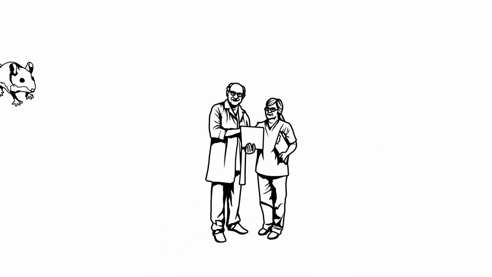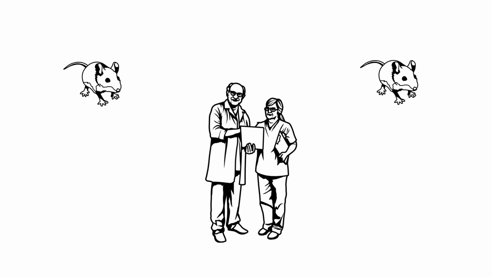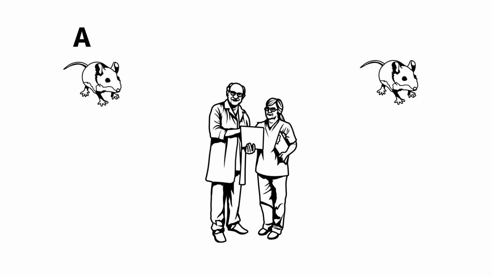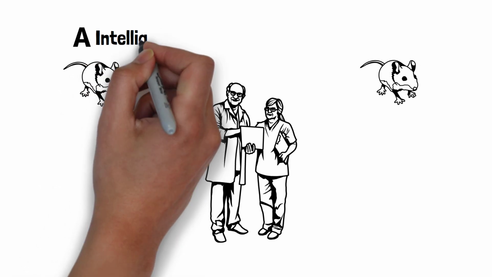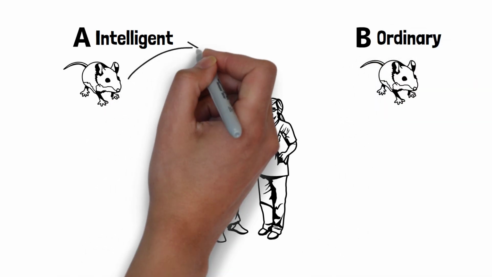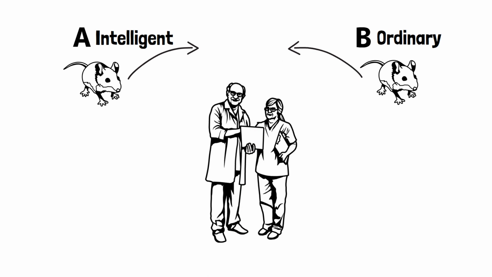He divided a group of lab rats into two groups. He gave one group, Group A, to an experimenter and told them, "These rats are particularly intelligent. Please train them." The other group, Group B, was given to another experimenter, who was informed that these rats were of average intelligence. Both experimenters trained their respective groups of rats.